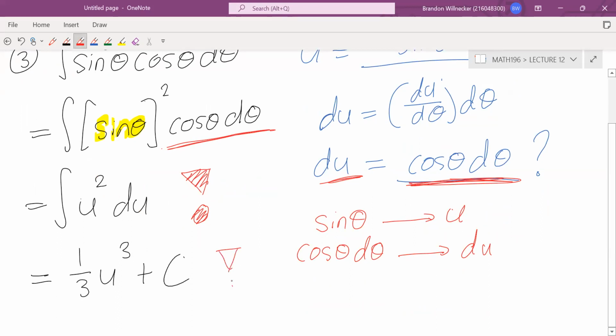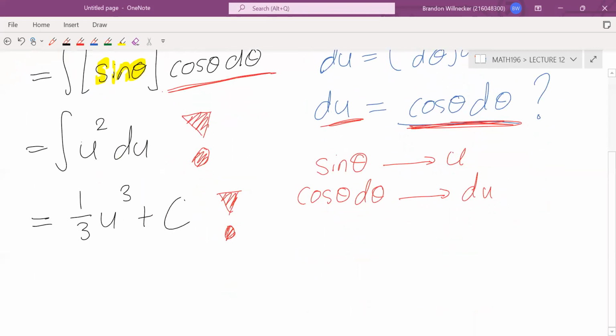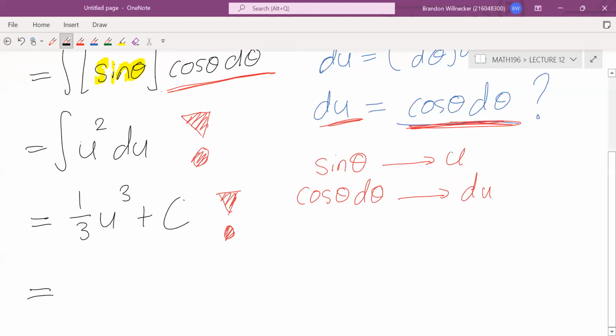Okay, but we're not done yet. We don't want to write it in terms of u. We want to write it in terms of theta. We want the theta variable. So this is going to equal, what are we going to get for our final answer? Any ideas?